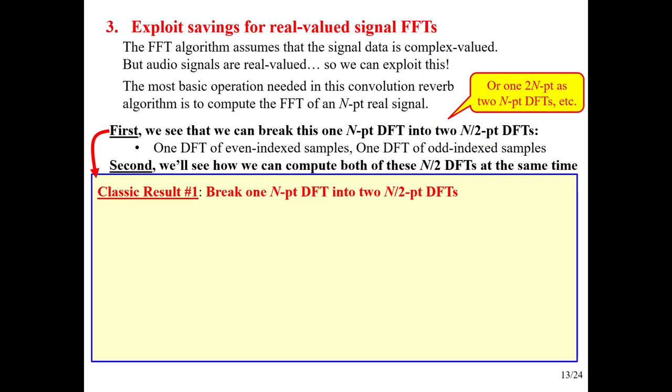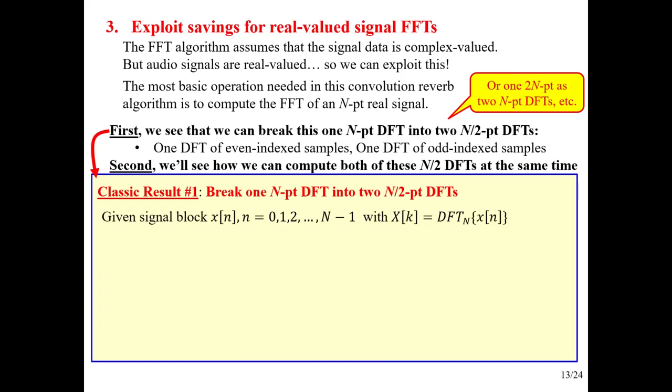So this first part I just call classic result number 1, and that's break one N point DFT into two N over 2 point DFTs. That might sound familiar. In fact, that is exactly what we did in the first step of the decimate in time FFT algorithm way back in Unit 1.